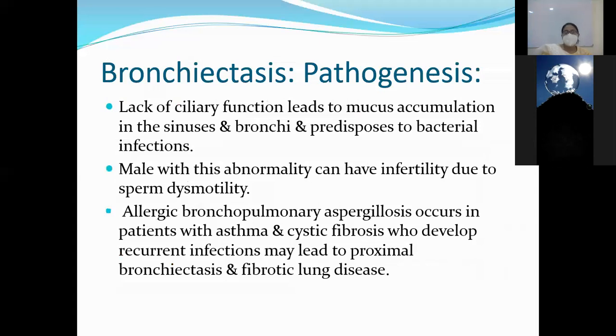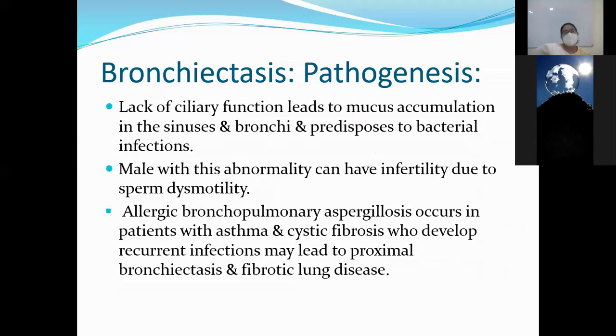The lack of ciliary function leads to mucus accumulation in the sinuses and bronchi and predisposes to bacterial infection. Males with this abnormality can have infertility due to sperm dysmotility. It can be asked that if the patient is male and has bronchiectasis, there is a chance of infertility due to sperm dysmotility if it is associated with Kartagener syndrome or ciliary dyskinesia.